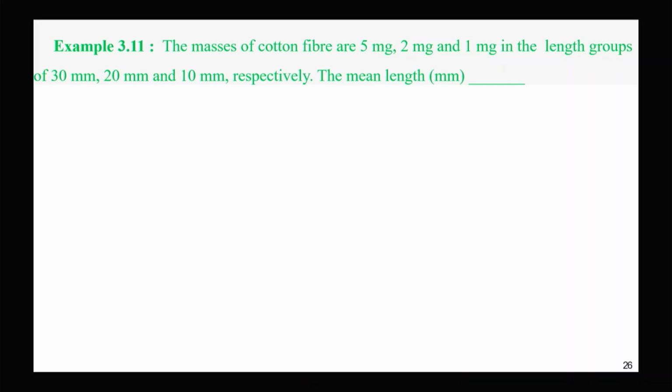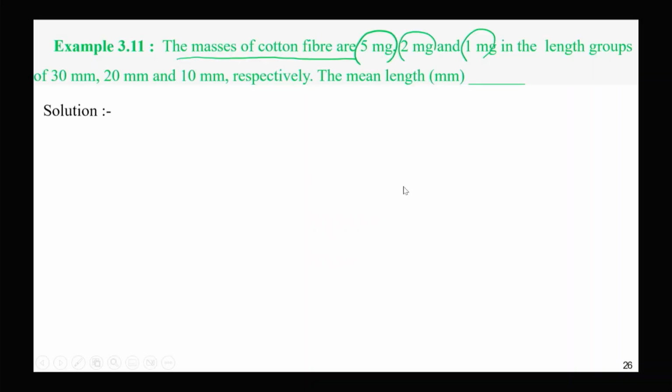Let us try to solve one numerical. The masses of cotton fiber are 5 milligram, 2 milligram and 1 milligram in the length groups of 30 millimeter, 20 millimeter and 10 millimeter. So, from the earlier diagram, this is the length group of 30 mm, 30 mm length group.